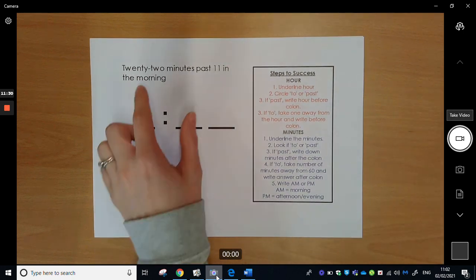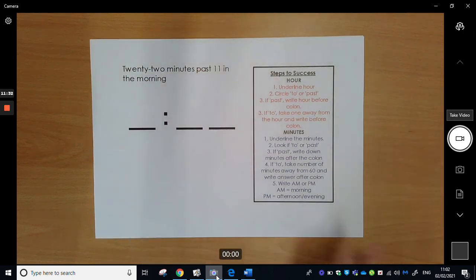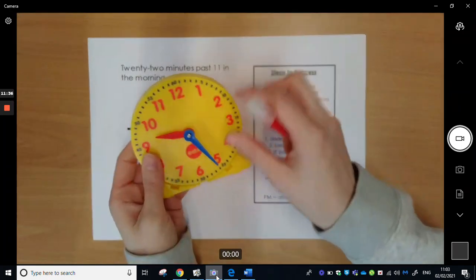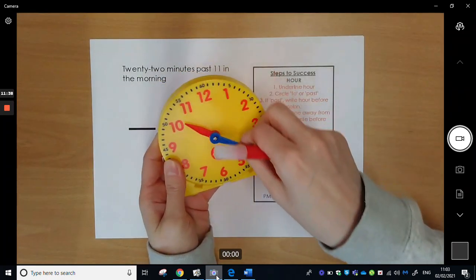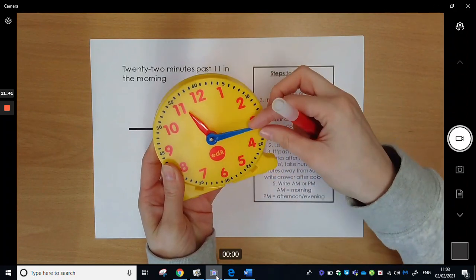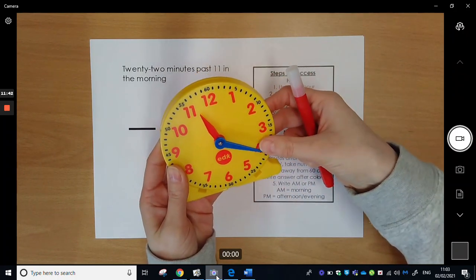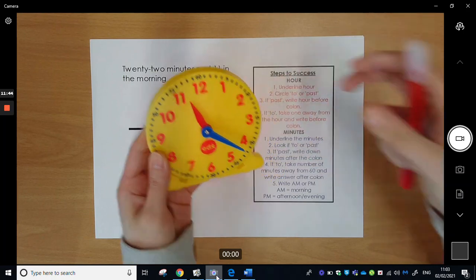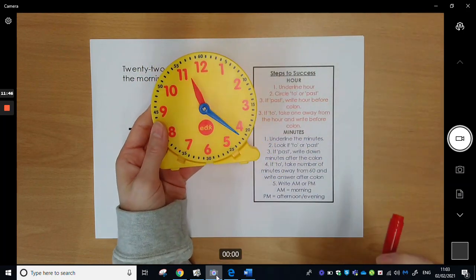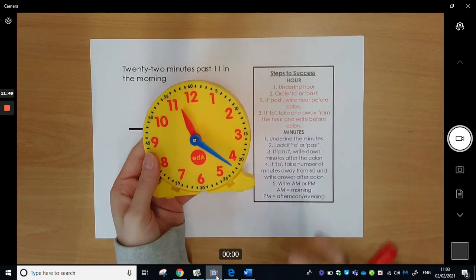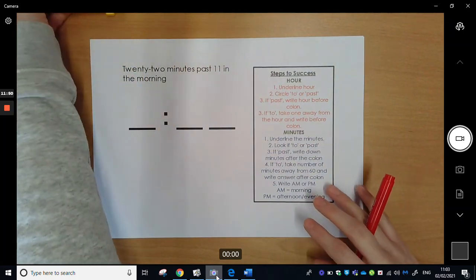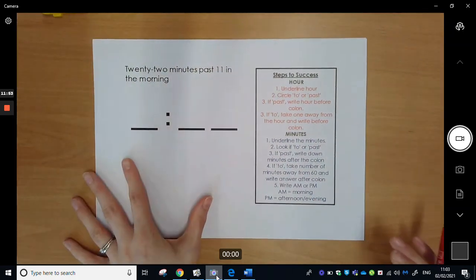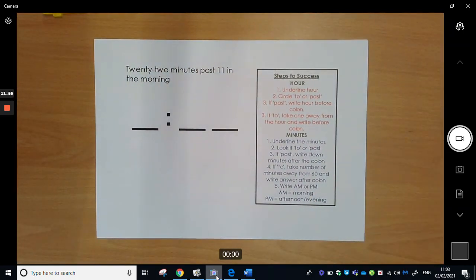So my time is 22 minutes past 11 in the morning. Now, I could use my clock and make 22 minutes past 11 to help. Okay, so that would be 2, 2. So I could have my clock there to help me. You might have one at home you can use. I'm going to try not to use that, just using my steps to success, because I won't always have the clock there in front of me.